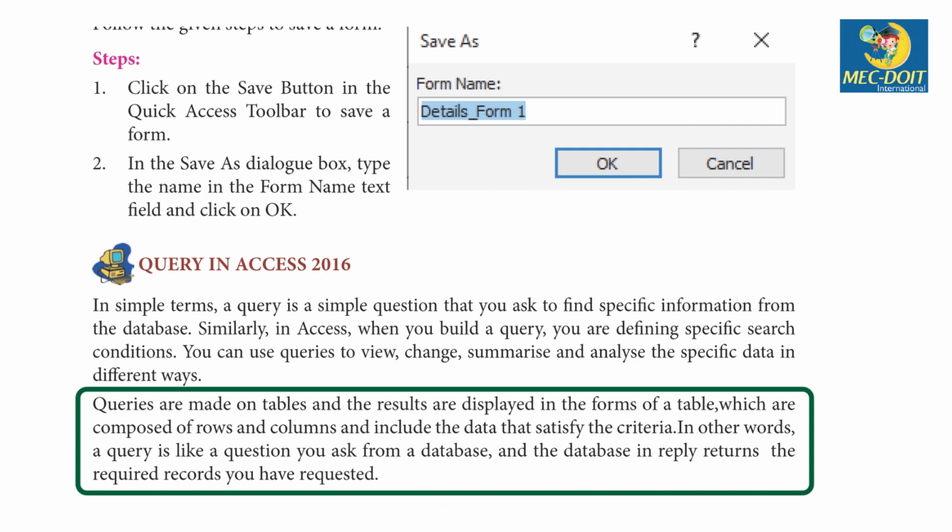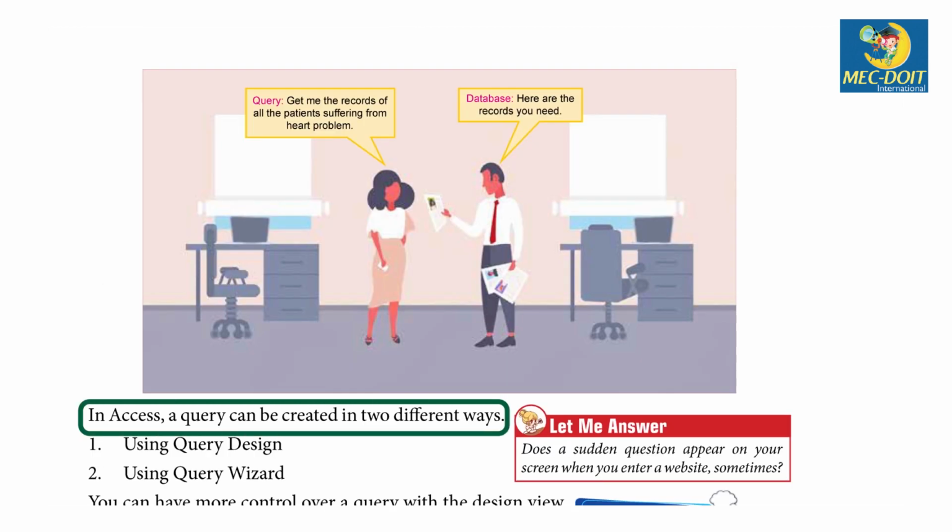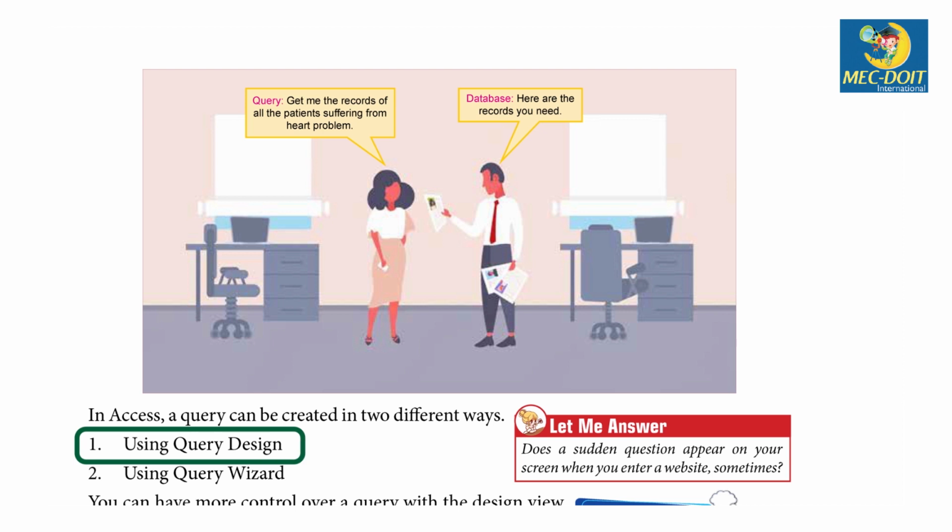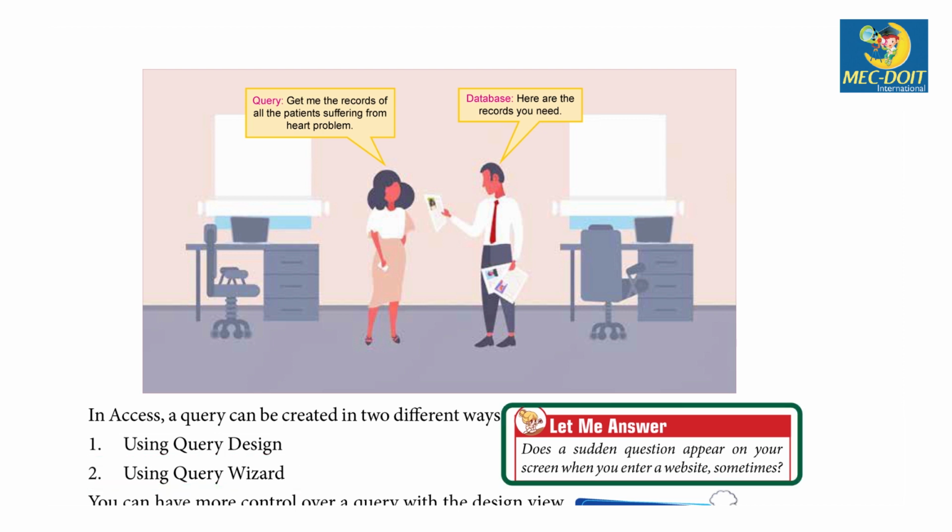In other words, a query is like a question you ask of a database, and the database replies with the required records you have requested. In Access, a query can be created in two different ways. 1. Using Query Design. 2. Using Query Wizard.